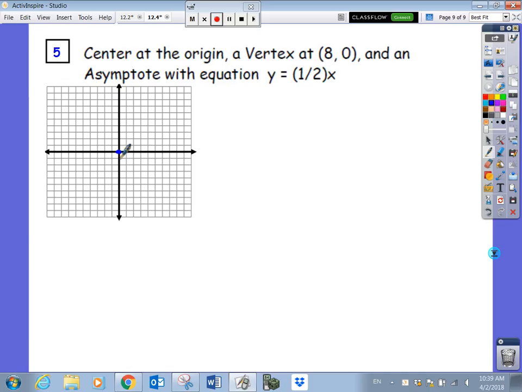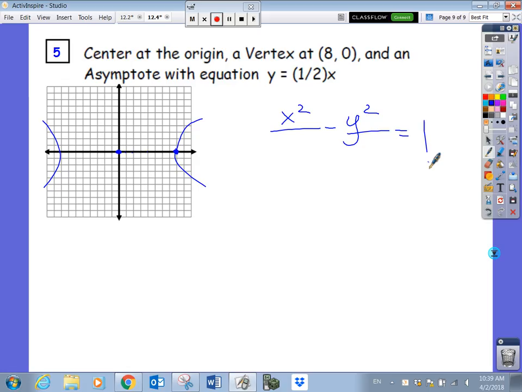It tells us we have a vertex at 8, 0. So 2, 4, 6, 8, 0. That's a vertex. What that tells us is we have a hyperbola that goes side to side. We're also going to have one over here because that's a vertex. Therefore, we know that x squared is first, y squared is second, equals 1 because the center is at 0, 0. So we know that much.